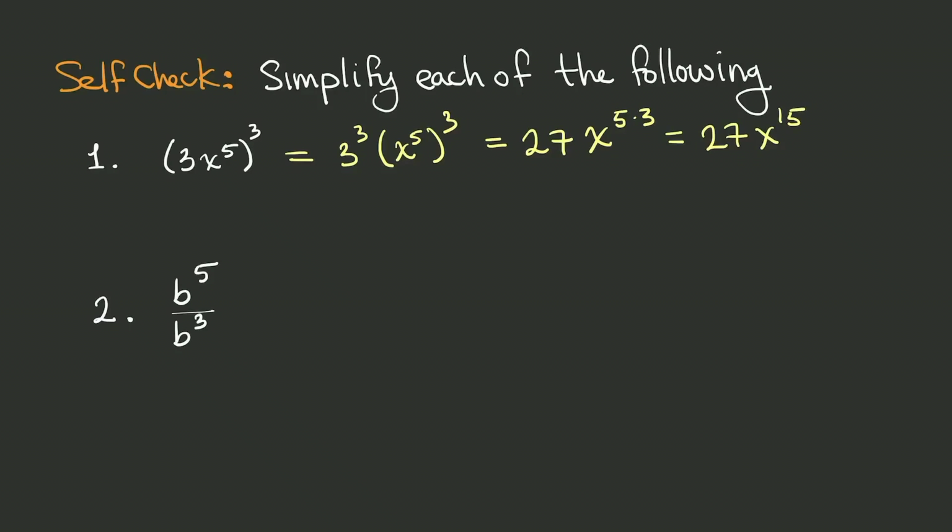In the second exercise, we have b to the 5th power divided by b to the 3rd power, which we can simplify by taking b to the 5 minus 3, which is going to be b squared.